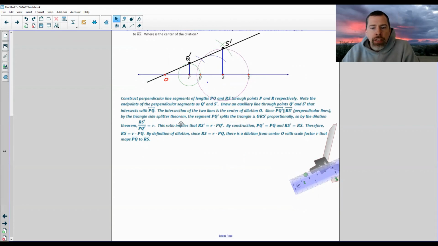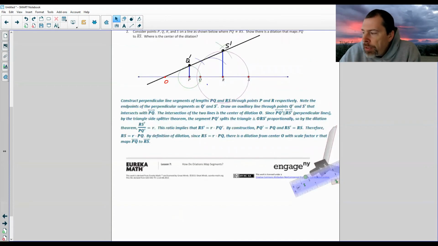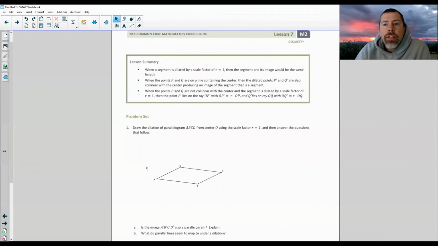Okay, that was kind of a neat way to look at this. And that is the end of this page. Okay, page 6 brings us to the end of lesson 7. Review the lesson summary and go do your problem set.